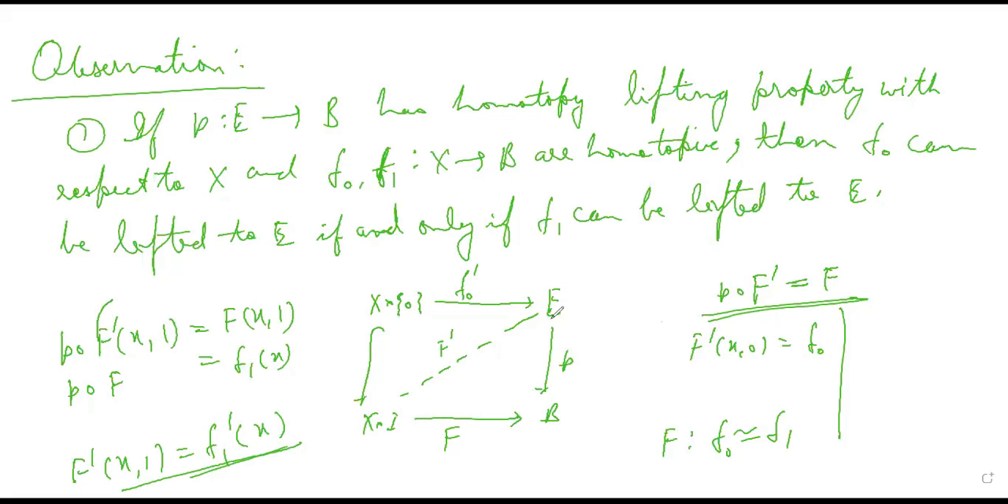So similarly, F naught has a lift if and only if F1 has a lift. What we have proved is that F naught has a lift implies F1 has a lift. Now, if F1 has a lift, then similarly you can prove that F naught has a lift.